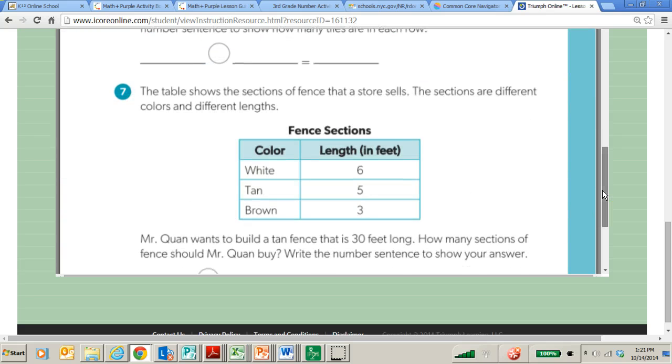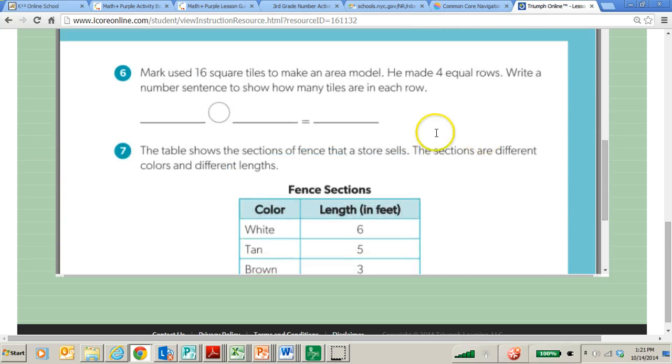And then lastly, here is where students can kind of create their own problem. It says Mark used 16 square tiles to make an area model. He made 4 equal rows. Write a number sentence to show how many tiles are in each row.